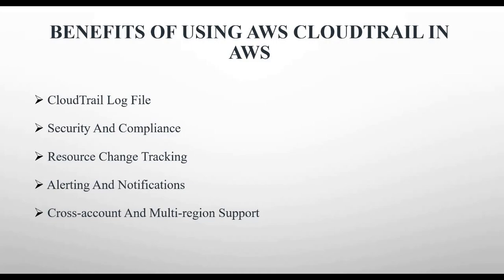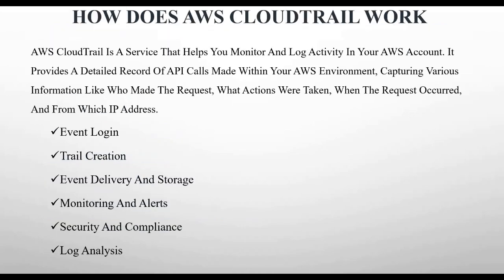The next is cross-account and multi-region support. Multi-account logging is supported by CloudTrail, enabling the business to centralize logging for numerous AWS accounts. It offers multi-region logging, which consolidates logs from various AWS regions in one place for centralized analysis. The next is, how does AWS CloudTrail work?